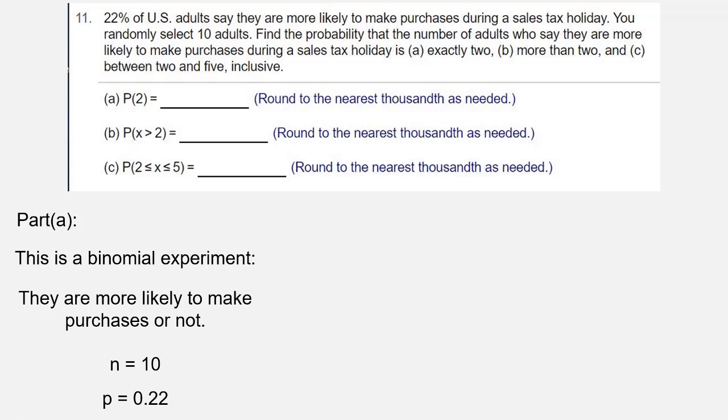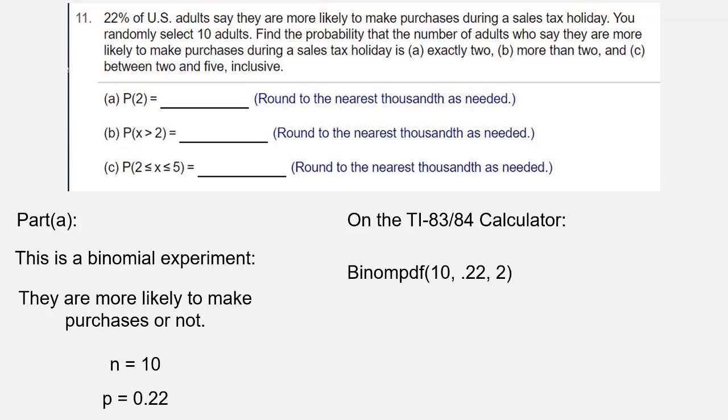Now we could have also done this on the calculator. If we were using the TI-83/84 graphing calculator, then what we would enter is binomPDF, the binomial probability distribution function, 10, 0.22, 2. So the 10 represents the n, the 0.22 is the p, so it's always n, p, whatever x value you want to plug in. Because we wanted to know the probability of 2, the last number that we typed in was 2. We press enter, and it gives us the exact same answer, which is 0.298.